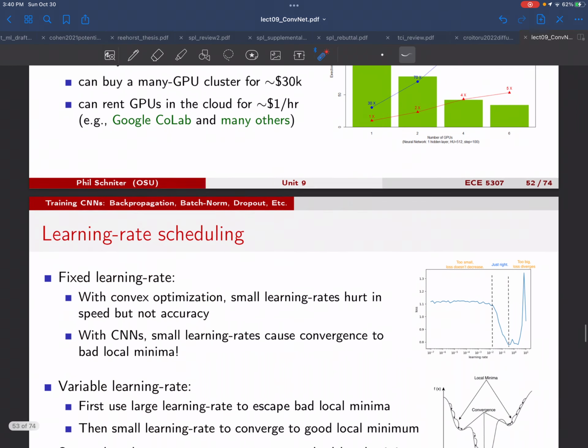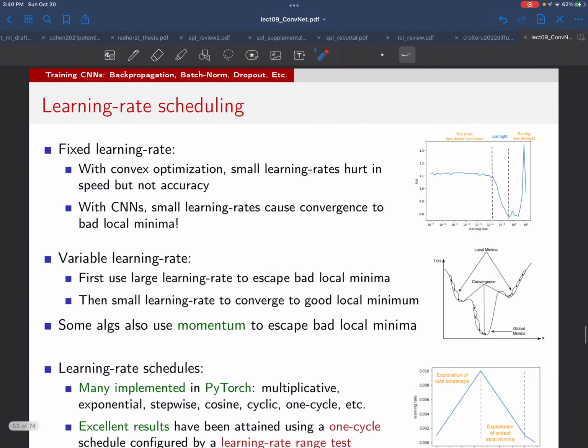All right, so let's talk about learning rate scheduling. This is something we talked about briefly before, but the idea is, let's first talk about what happens if you just have a fixed learning rate. So we're not changing or scheduling the learning rate as we train. We just have a fixed one.